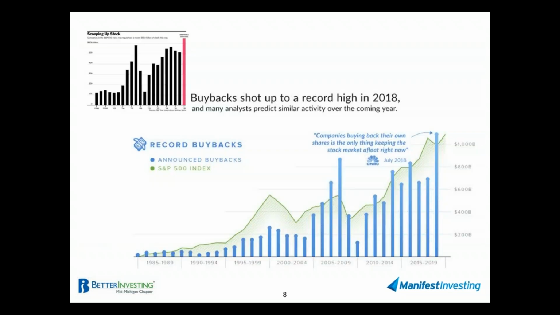All right. So with that, let's talk about buybacks. They're at a record high. And you can see some track record there. That's a Barron's graphic on the upper left. And in fact, the bar for 2019 is projected to be significantly greater than the bar shown for 2018 there. And a longer term track record that you can see buybacks superimposed on the green background of the S&P 500 index.